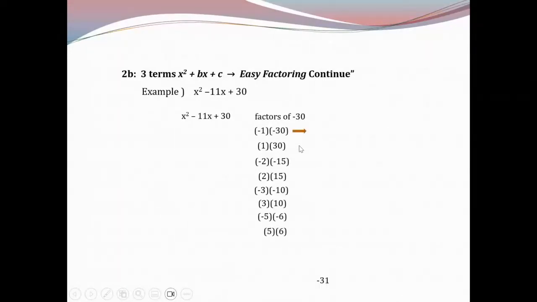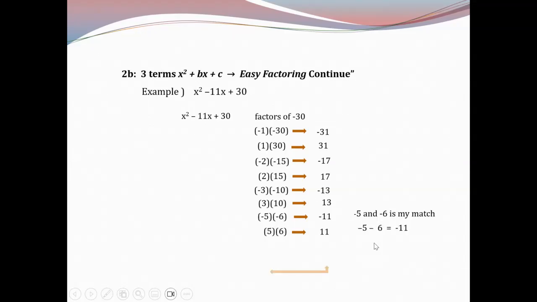Right, so now we add them. Negative 31. 31. Negative 17. 17. Negative 13. Positive 13. Negative 11. And positive 11. Okay, so the match is negative 11. So this is my match here, negative 5 and negative 6, which means it's going to be x minus 5 and x minus 6.